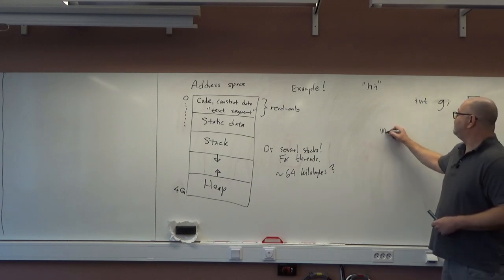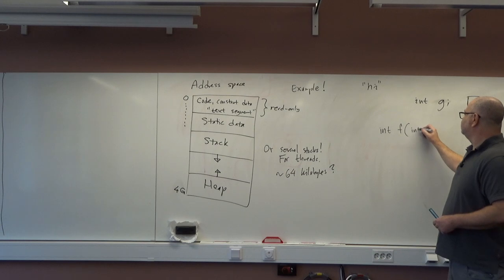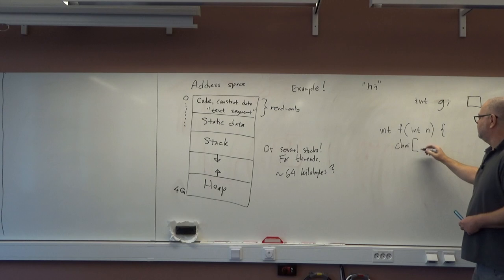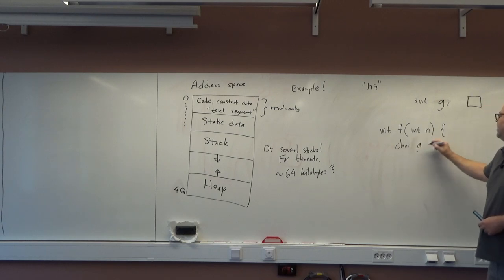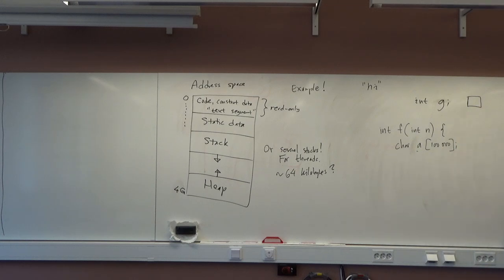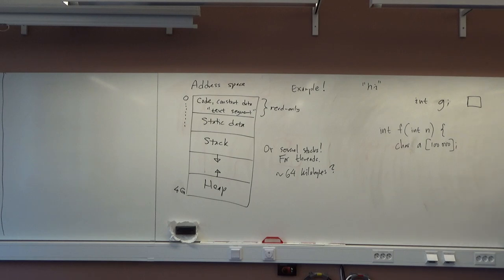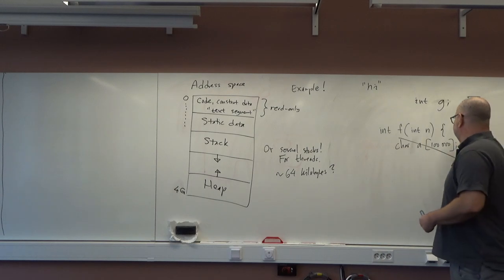If I, in my function, have a short array of, let's say, 100,000 characters, which is not very much on a modern 64-bit computer. You have gigabytes of address space, and this is just 100 kilobytes, but it won't fit on the stack. So large data structures on the stack won't work. Don't.